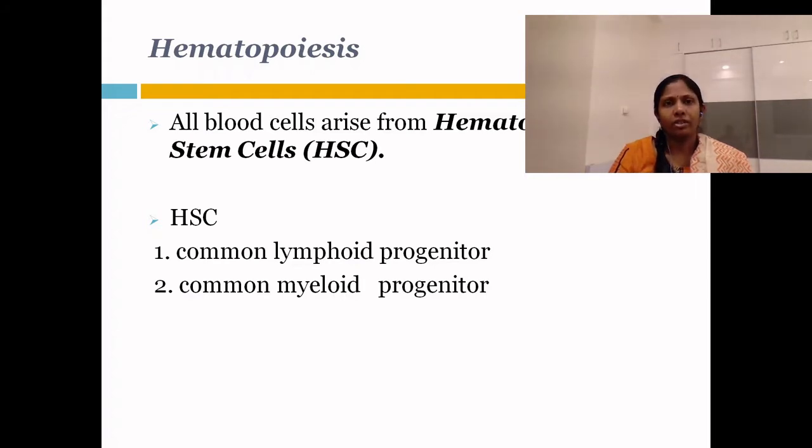The hematopoietic stem cell on division gives rise to two types of multipotent progenitor cells, namely the common lymphoid progenitor and the common myeloid progenitor. Now, these two types of cells in turn give rise to the other types of cells involved in the immune system.